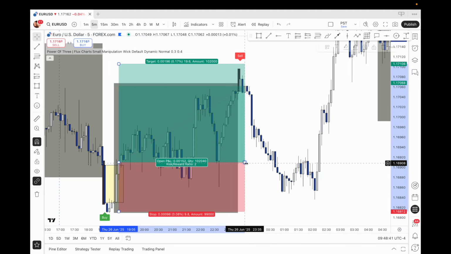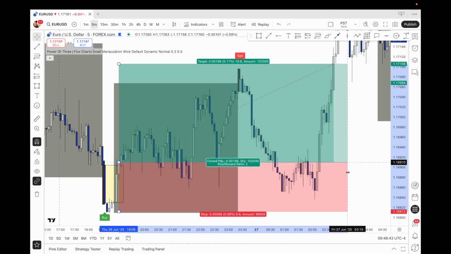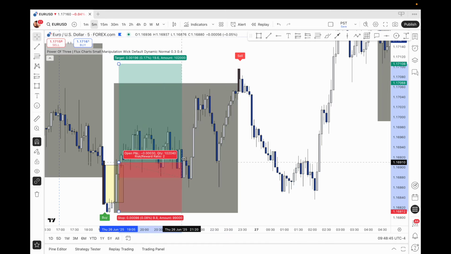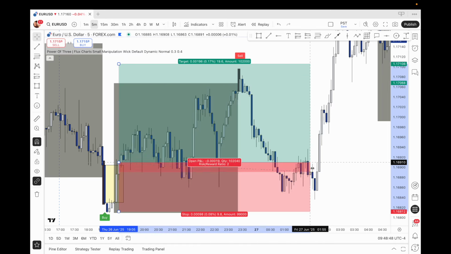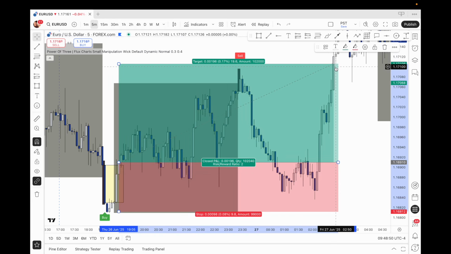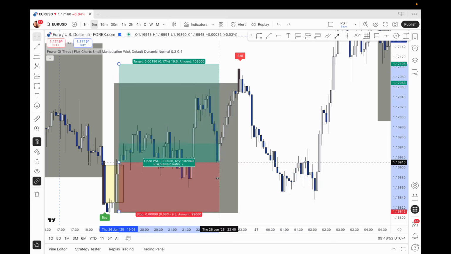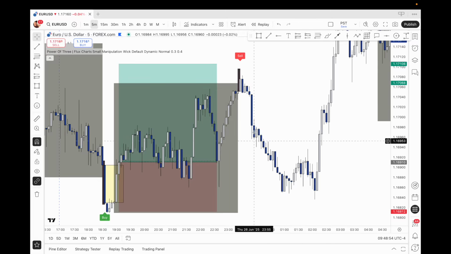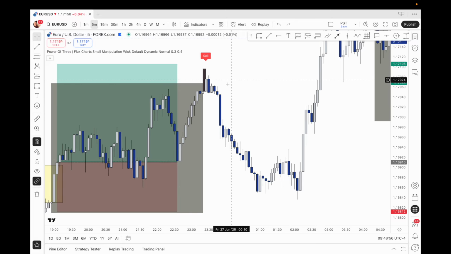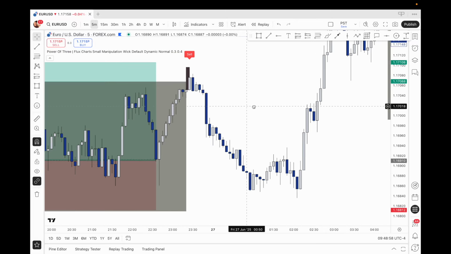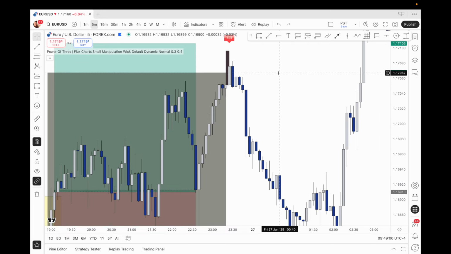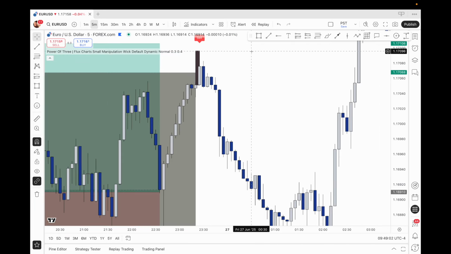This one took a little bit longer. It went all the way throughout this one as well. But as you can see, we got it right there. Then again, we had accumulation, dark box, manipulation, and then we're going to enter from our first inverse fair value gap.